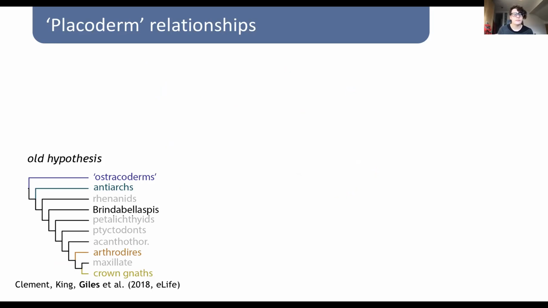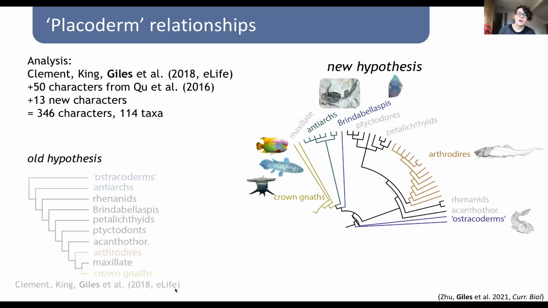So we've got this really strange conjunction of anatomy where some things are very similar to jawless fishes and some things are very similar to jawed fishes. So what we can do is take this animal and put it into our matrix of all these different anatomical characters. And if you remember, this is our old hypothesis of relationships, with Antiarchs and Brindabellaspis being quite closely related to, or being very similar to, jawless fishes, and then Arthrodires being very similar to jawed fishes, to living jawed vertebrates. But when we code this animal into our matrix, we get a very different pattern of relationships. And we essentially flip this result on its head.